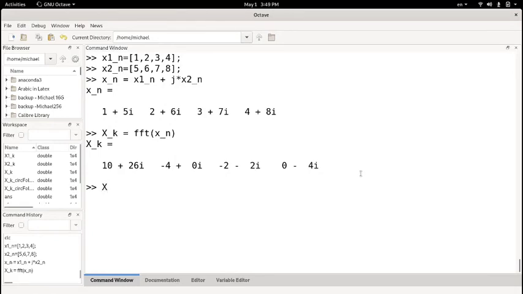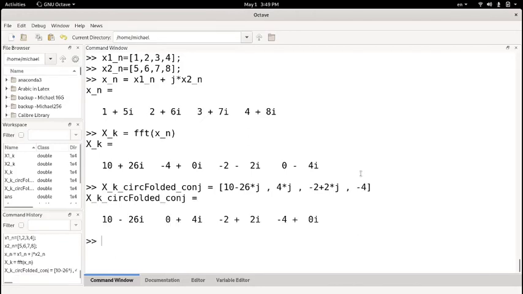Now, in order to apply the property we have just seen, we need to find x circularly folded and conjugated, which will take this form, which is basically keeping the first sample as is, doing a conjugate, and -4 will be the very last sample. This will be -2 plus j2 over here, and here we have -4j, which will be +4j.